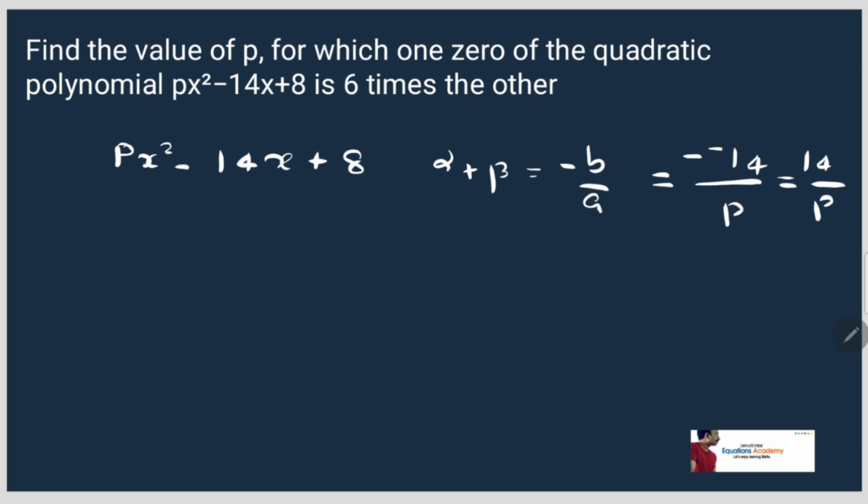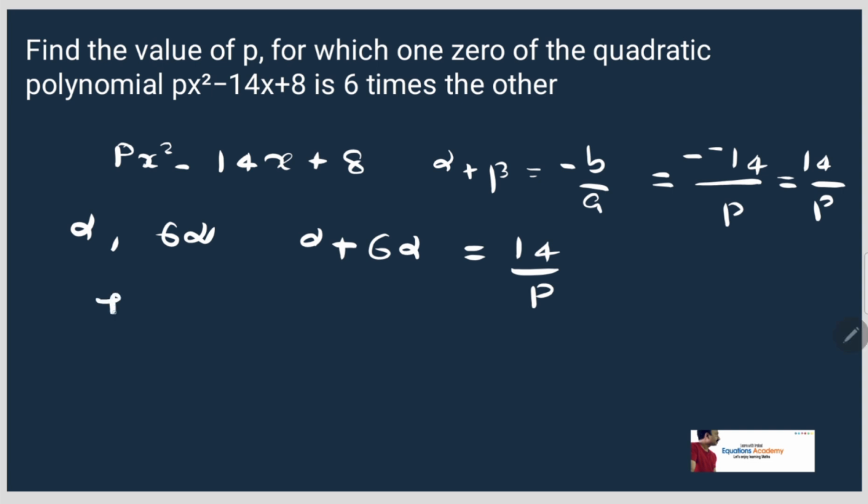But we are given that one zero of the quadratic polynomial is 6 times the other. So we can write one zero as alpha, and instead of beta we can write 6 alpha. Now we have the sum of the zeros, that is 14 divided by p. So alpha plus 6 alpha is equal to 14 by p.